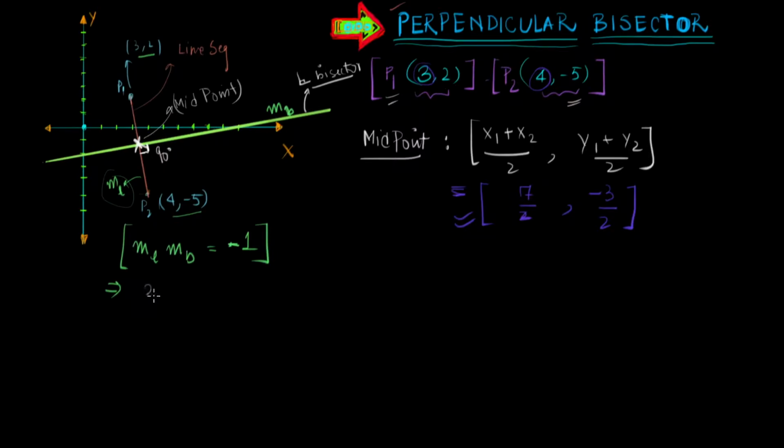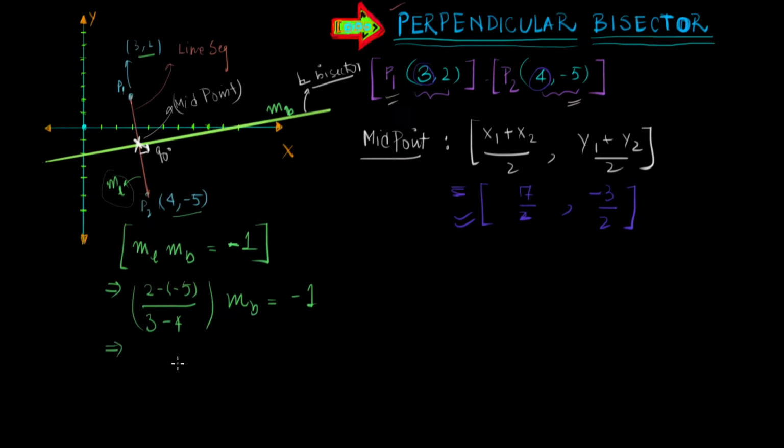Let me write that as 2 minus -5, the y component there, and we divide the whole thing by the difference in the x components in that order. So that's 3 minus 4 multiplied by m sub b, well, that should be -1.